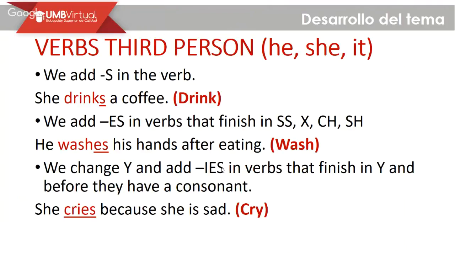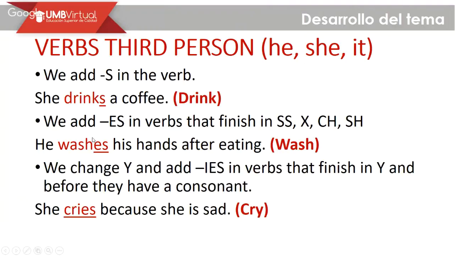First, third person, he, she, it. We have to remember something. We add s in the verb, right? Generally, it is the most frequent condition we can use. She drinks a coffee or she drinks a cup of coffee.